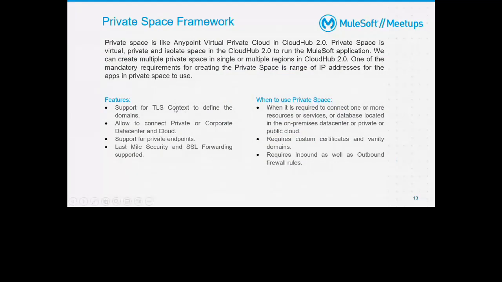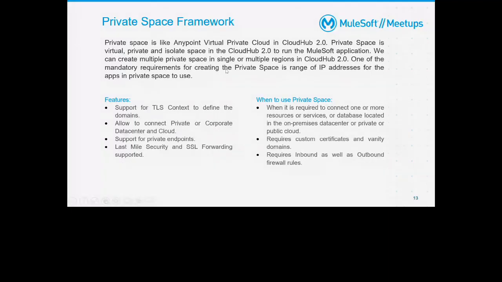And if you want your API to not be exposed publicly, you can just delete that public URL and define your own vanity domain over there, apply your certificates, and apply your security directly. Last mile security and SSL forwarding are also supported by private space.